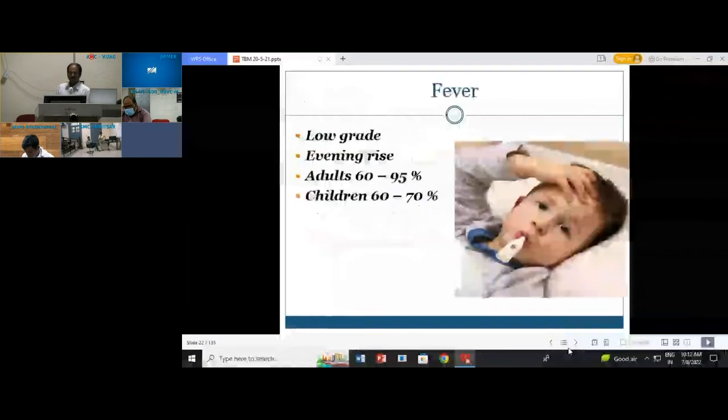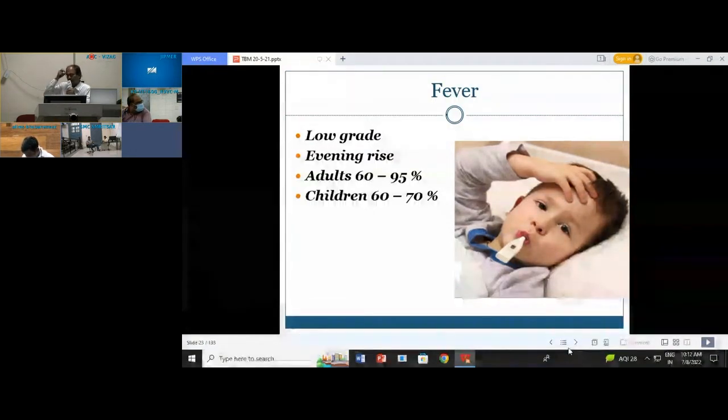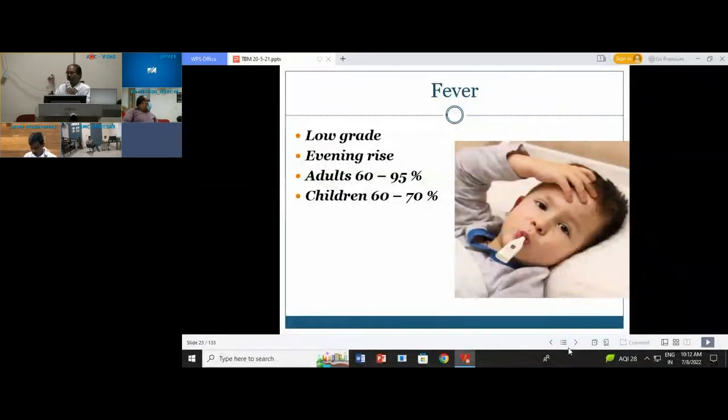The fever, unlike bacterial meningitis, is low-grade, with an evening rise of temperature. Usually fever is seen in 2/3 of children and 60 to 95% of adults. Fever can be absent. Sometimes it needs a high index of suspicion. Somebody coming with a headache, a cranial nerve palsy, even though fever is absent, one has to suspect tuberculous meningitis.